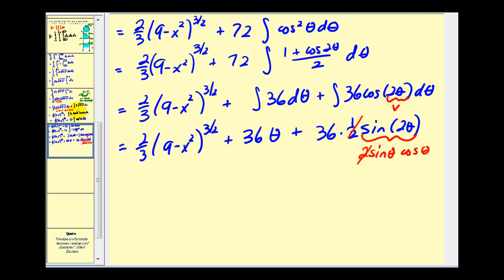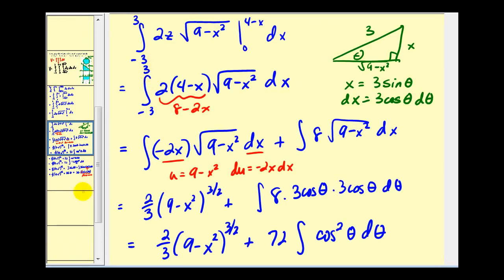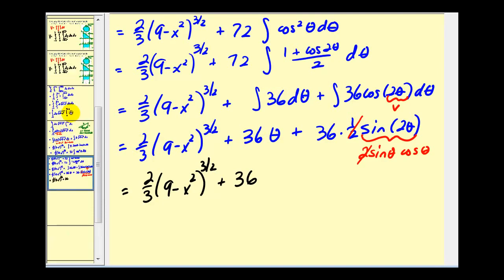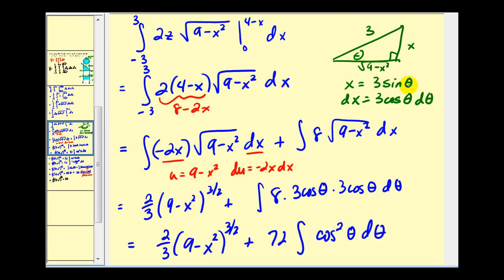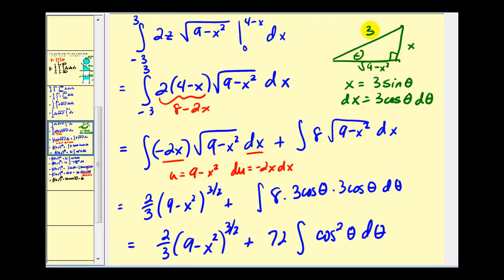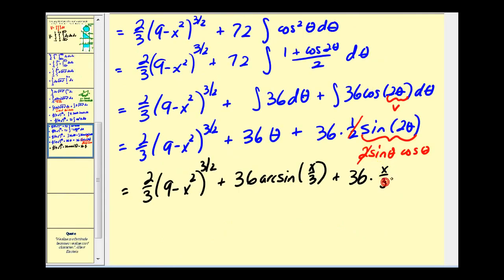Let's go ahead and rewrite this in terms of x. Then remember, the limits of integration were from -3 to +3. Let's see how we're going to write theta. Looking at this equation here, sine theta is equal to x over 3. So theta would be equal to arcsine of x over 3. And then here we're going to have 36 times sine theta cosine theta. Well, sine theta would be x over 3, and cosine theta would be the square root of 9 minus x squared over 3. Let's go ahead and leave it like this and then evaluate this at our upper and lower limits of integration.